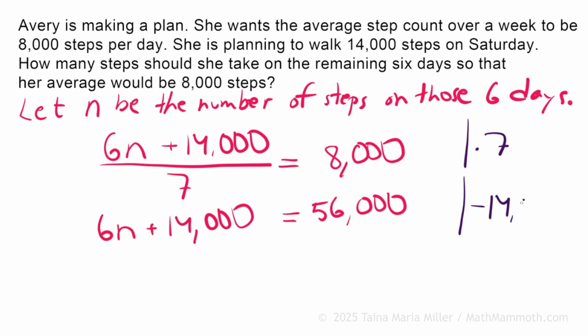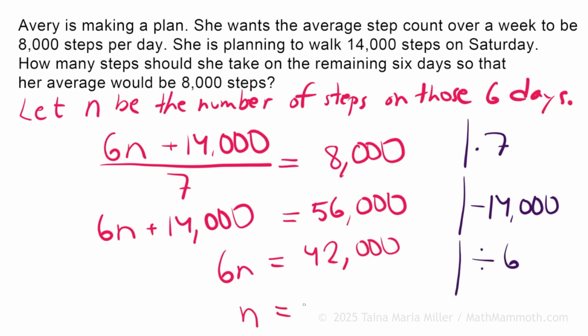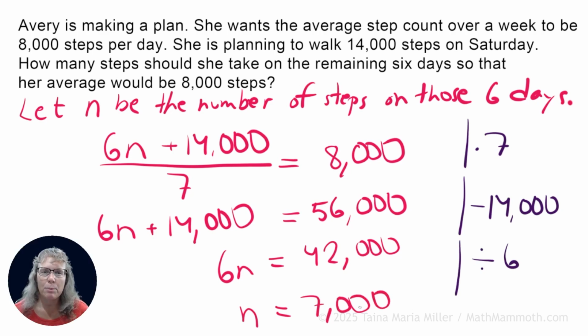And now subtract 14,000. And now we divide by 6 and get 7,000. So she should take 7,000 steps on those 6 days to get an average for the week to be 8,000 steps. Okay, I hope you got the same.